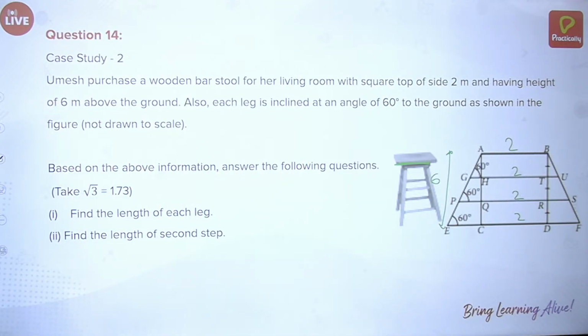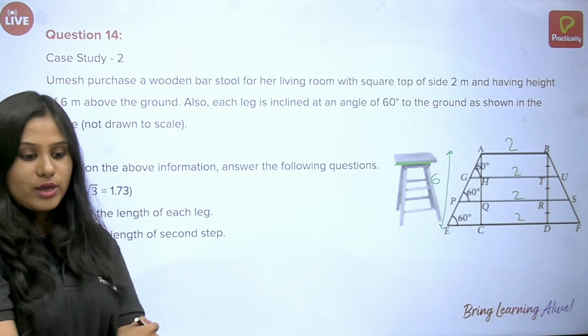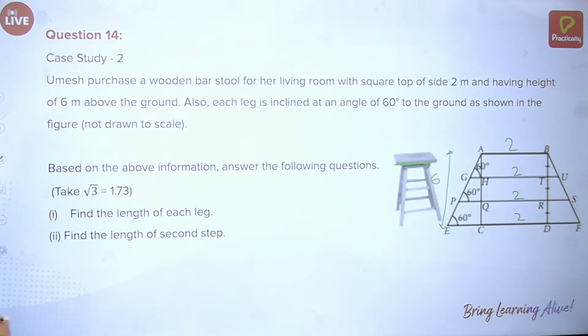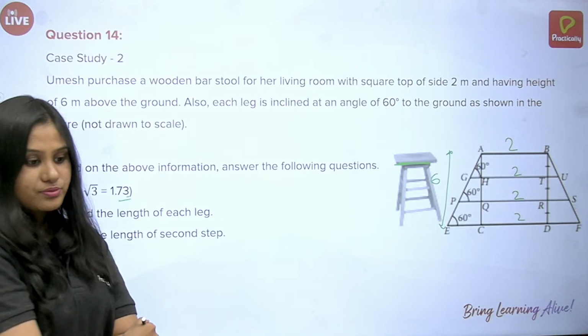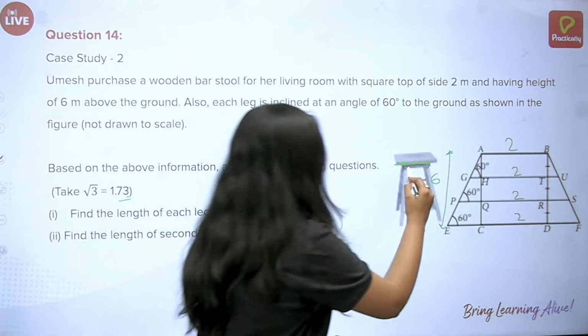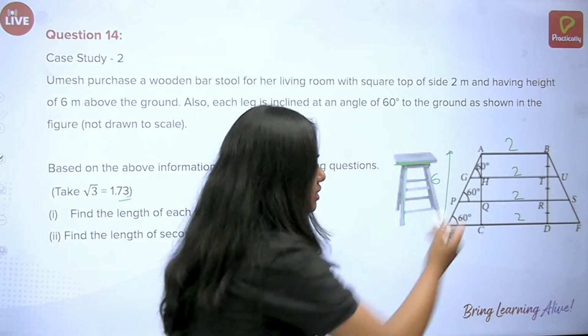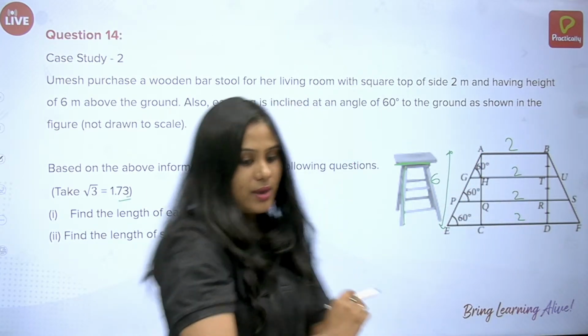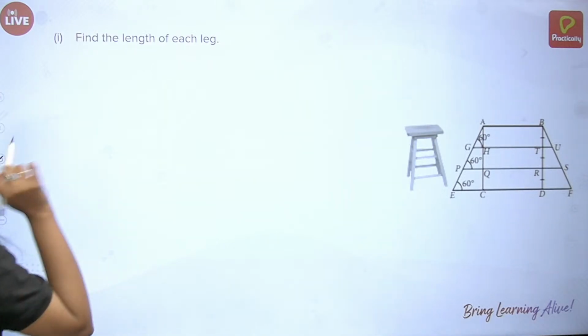Next. Based on the above information, answer the following questions. Take root 3 equals 1.73, all right. Find the length of each leg. Okay, so what is the leg? This is the leg. So AE is a leg, RF is a leg. Now, find the length of each leg.